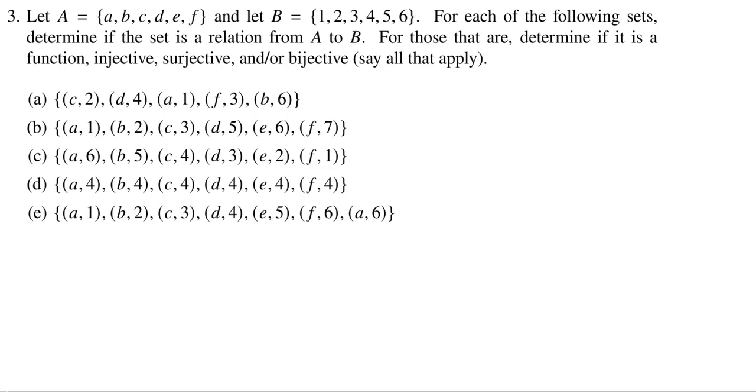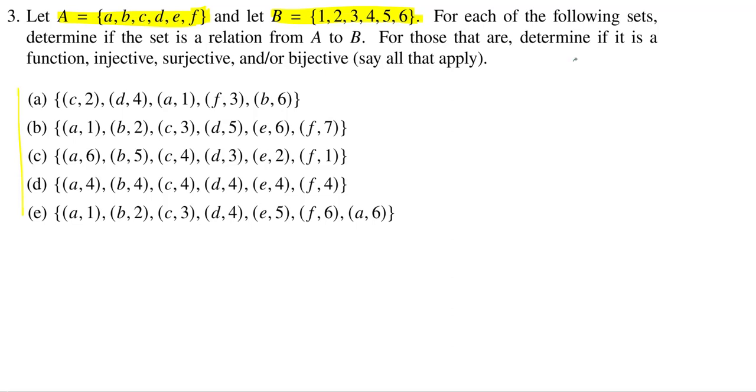And here, it looks like the sets we're defining our functions or relations on are first A, which is the first 6 letters of the alphabet, and then B, which would be the first 6 positive integers. It says for each of the following sets, determine if the set is a relation from A to B. Okay, well, what was a relation?